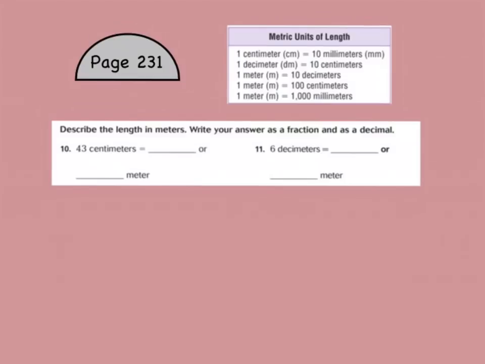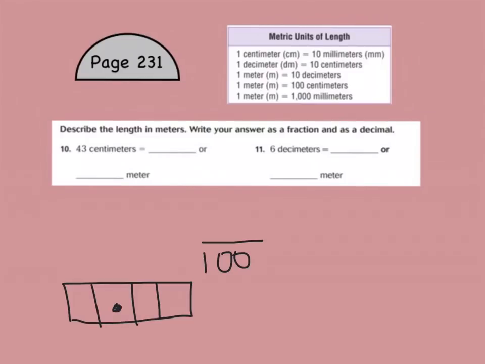Number 10 says 43 centimeters equals how many meters? Well, if we take a look at our metric units of length system, we have a problem because it takes 100 centimeters to equal 1 meter. So do we have enough, boys and girls, to make even 1 meter? No, we don't. Because remember, if we had 100 here, we could just make 1. But we don't even have 100, we only have 43. So we now have to write that in a decimal and a fraction.